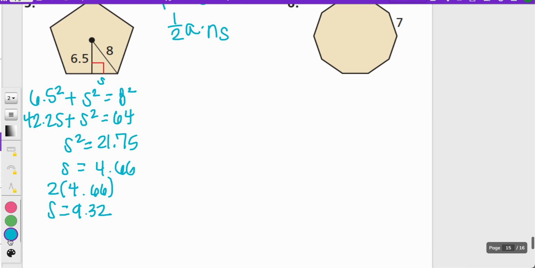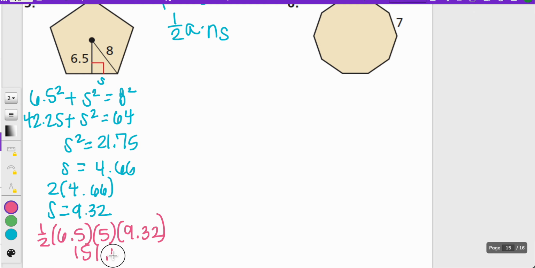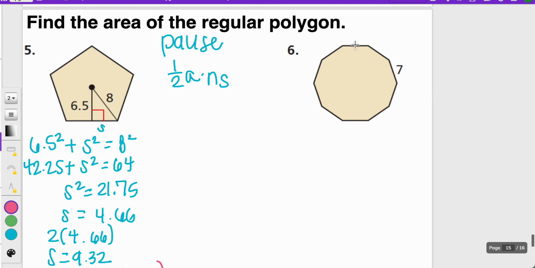So plugging that into my formula, we've got 1/2 times my apothem of 6.5 times 5, because it's a pentagon, times my side length of 9.32. I'm getting 151.45. Okay, for my last one, this is a 1, 2, 3, 4, 5, 6, 7, 8, 9, 10 sided figure.